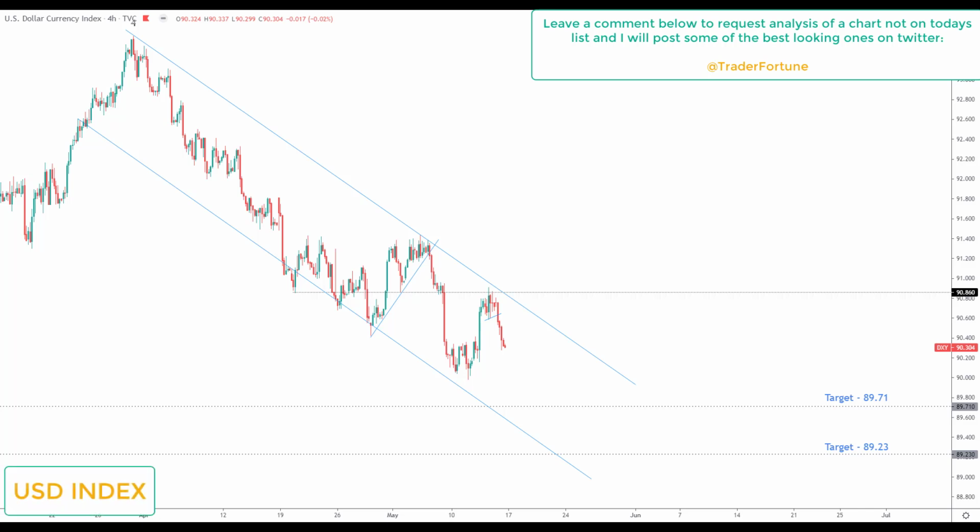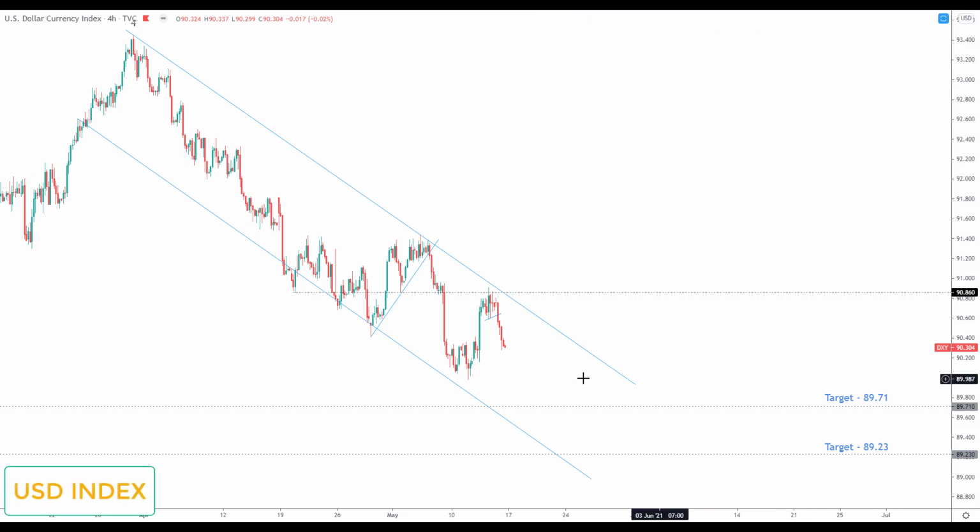Let's start off by looking at the US dollar index. In last week's video I noted that we had a really nice sell-off in the DXY, and I went into last week with a bearish bias on the DXY, and dollar weakness was my main theme for last week, to look for dollar weak setups.